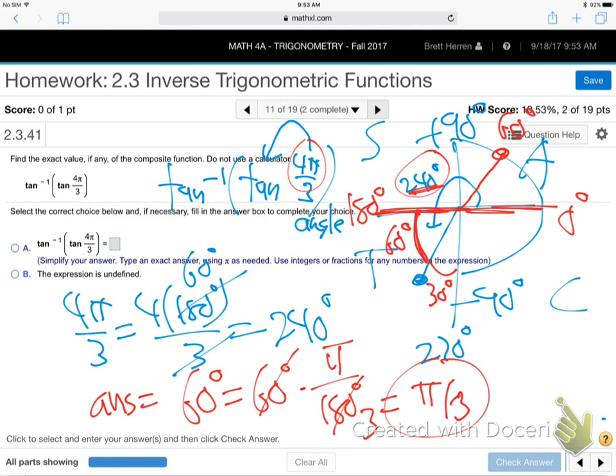Everybody see that? Right? 240 was 60 off the x-axis. So I did 60 off the x-axis in the first quadrant, the other place where tangent is positive. So the answer is 60 degrees. Had to convert it. All right, I'll keep the super tricky one.